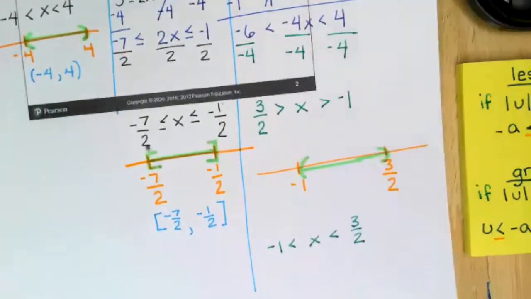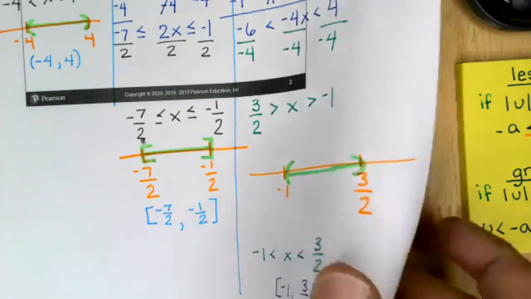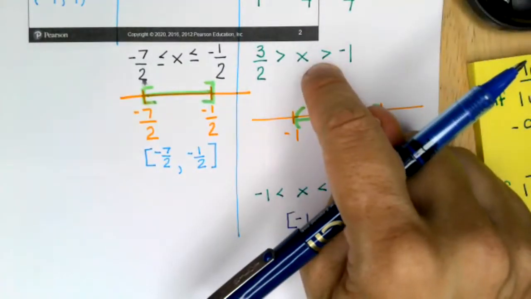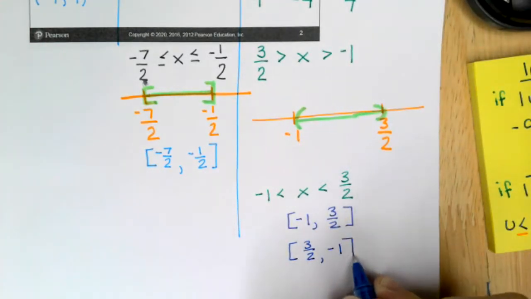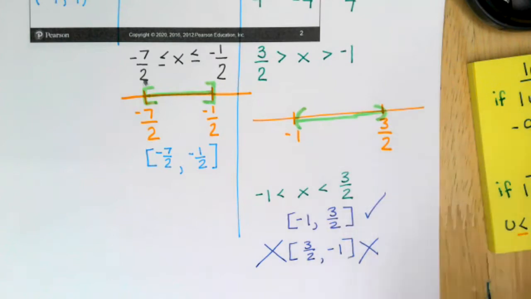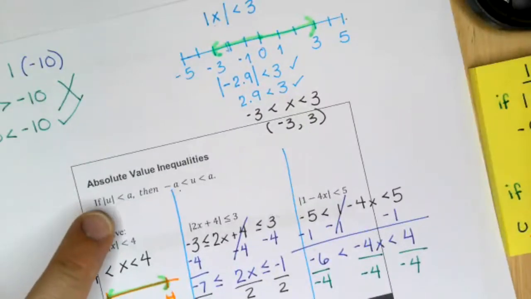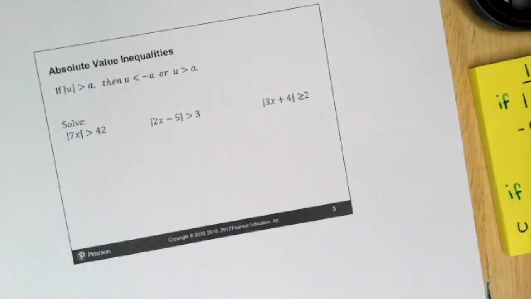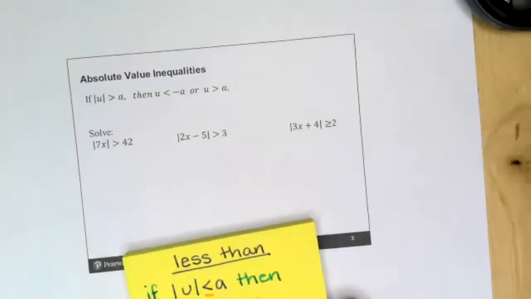It is important in interval notation that you do start with negative 1. You can write this, it's okay. But if you wrote that you start at 3/2 and you go to negative 1, that's not the direction of the number line. So that you cannot say. So this is the less than, right? If the absolute value is less than the number. Here is greater than. Greater than. Okay.